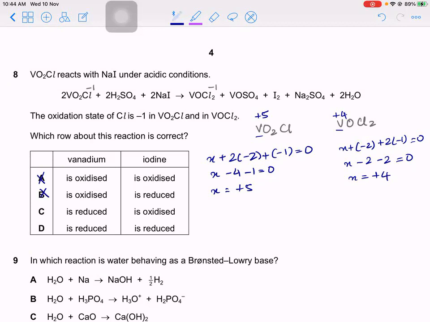Let's see what happens to iodine. So let's see. Iodine right here, sodium is +1, iodine -1. And right here it will be 0. So it's going from -1 to 0. So this means it is getting oxidized. So vanadium is getting reduced and this is getting oxidized. The answer therefore is C.